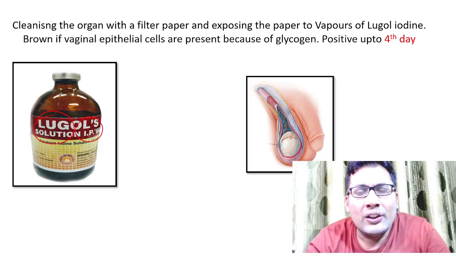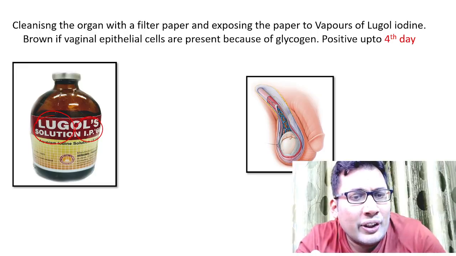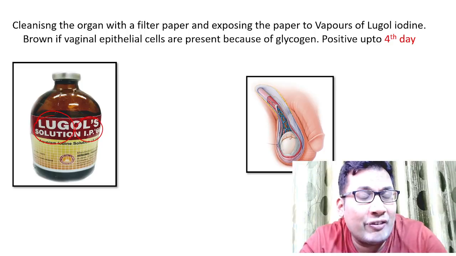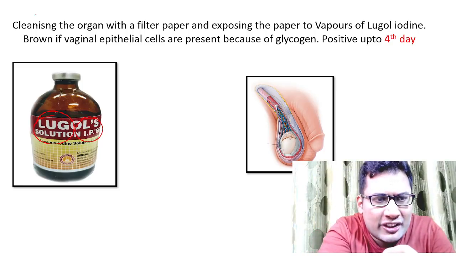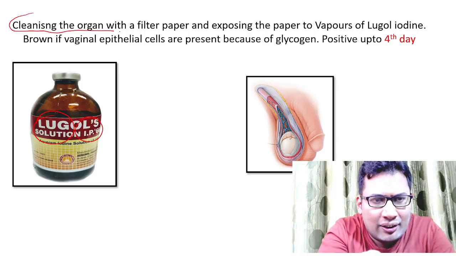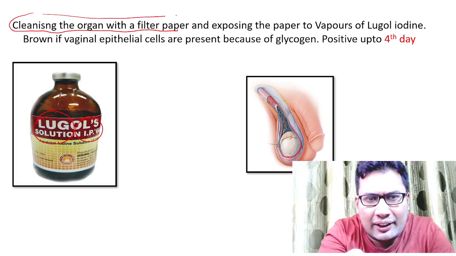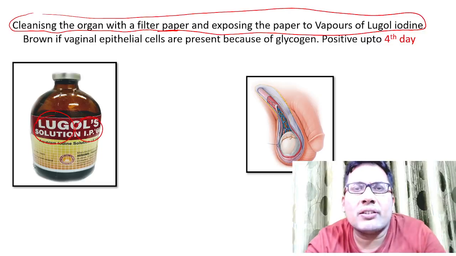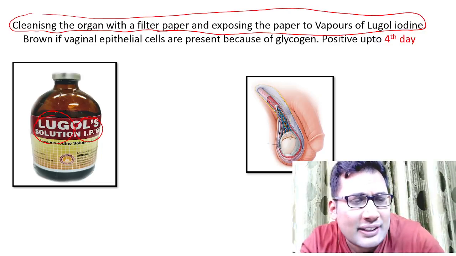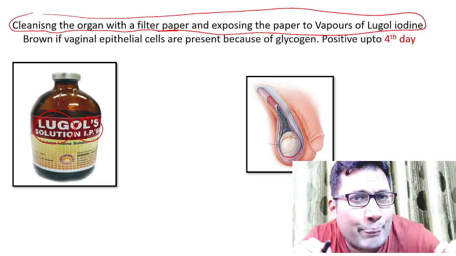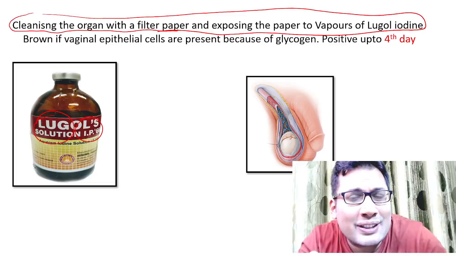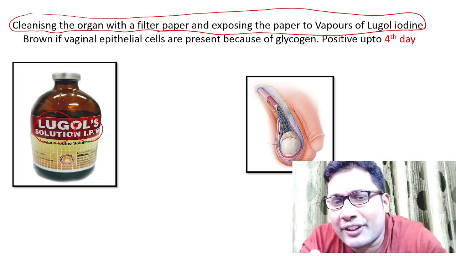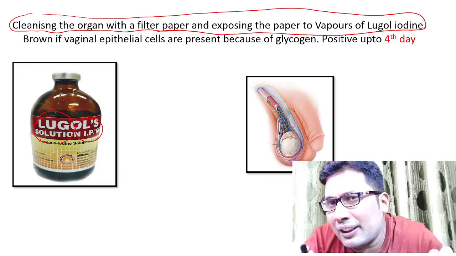Lugol's iodine. So you need to apply the Lugol's iodine vapor onto the filter paper. First, you need to cleanse the organ with the filter paper, then expose the paper to vapors of Lugol's iodine. If there is a brown color, that shows there is a presence of vaginal epithelial cells in the specimen or on the surface of the glands.